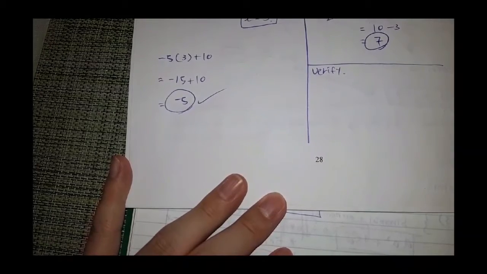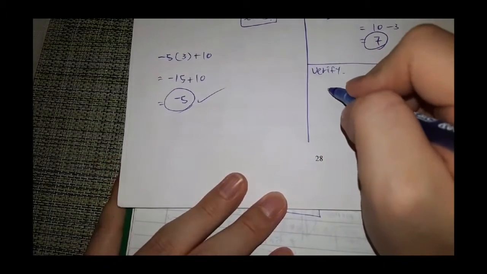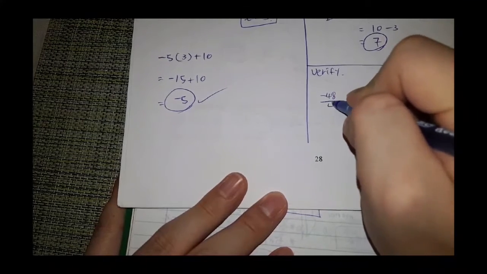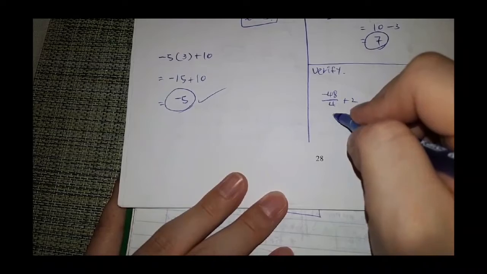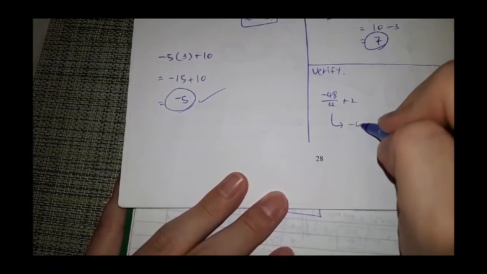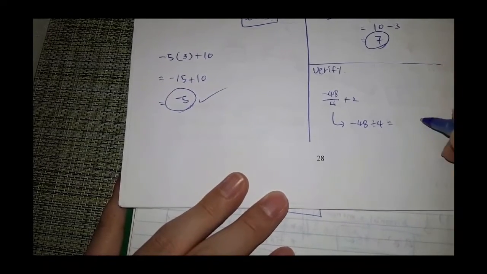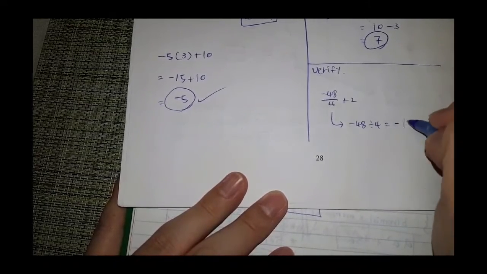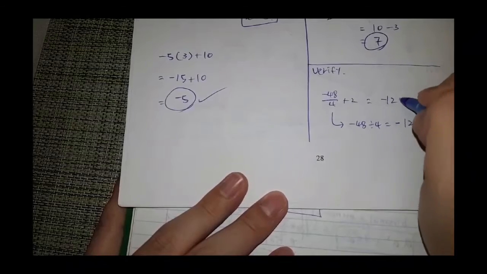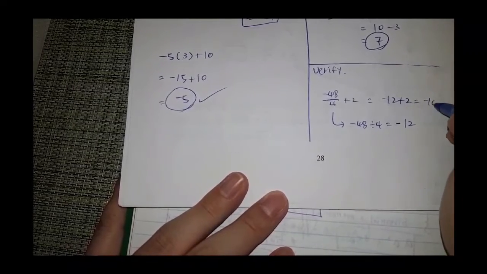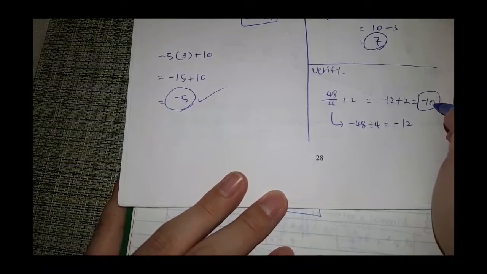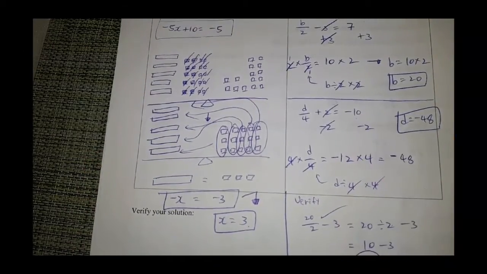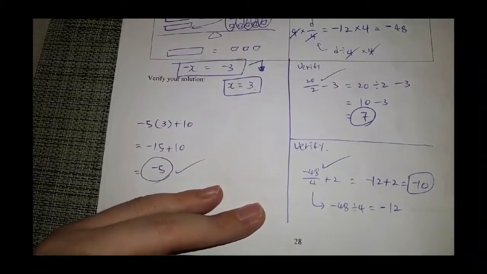When you're verifying this, we are going to try d over 4 plus 2. So negative 48 over 4 plus 2. Negative 48 over 4 is negative 48 divided by 4. Negative divided by positive gives you negative, and 48 divided by 4 gives you 12. So this is negative 12 plus 2, which is negative 10. And if I have that on the right side, we're on the right track. And yes, we have it on the right side. So our solution is on the right track.